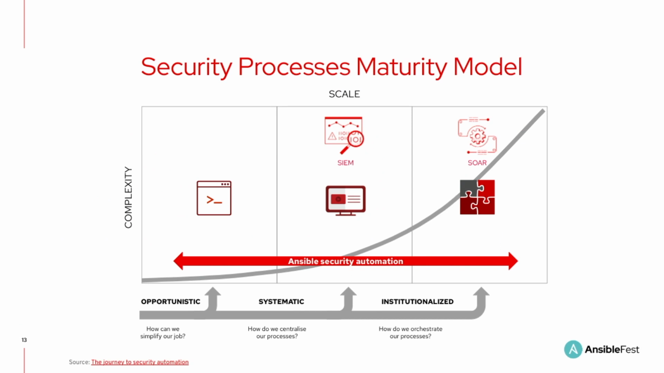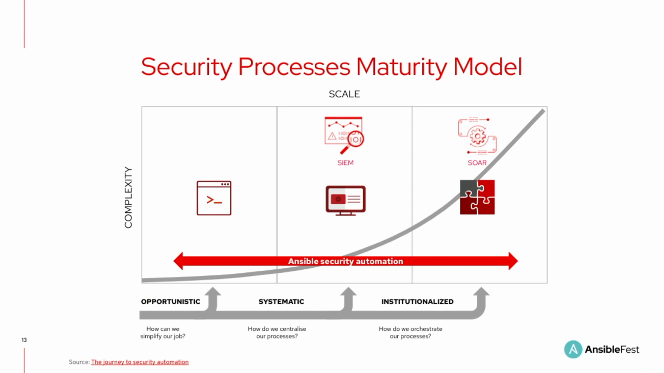Security process maturity model. This is something that I genuinely can't recall if Red Hat made up or not, but effectively you have opportunistic, systematic, and institutionalized. Opportunistic is effectively, I see something that is repetitive and monotonous, and I need to automate it, so I'm going to make an automation for that. But it's not necessarily systemic. It's not necessarily built into your organization. It's not considered a core practice of what you do.